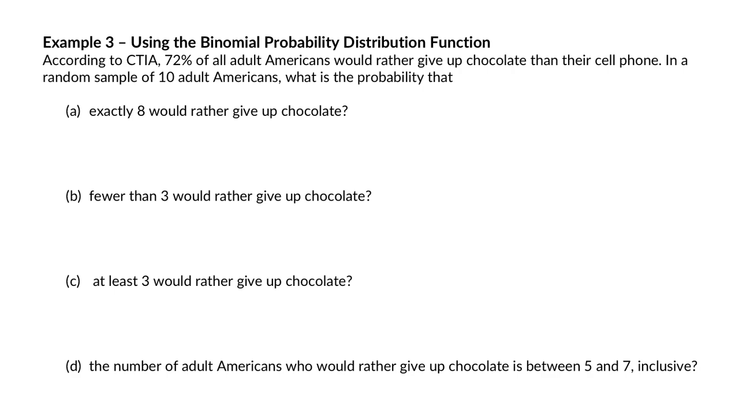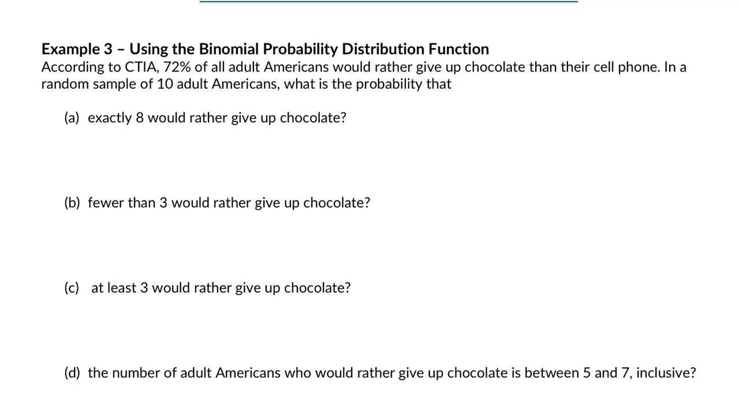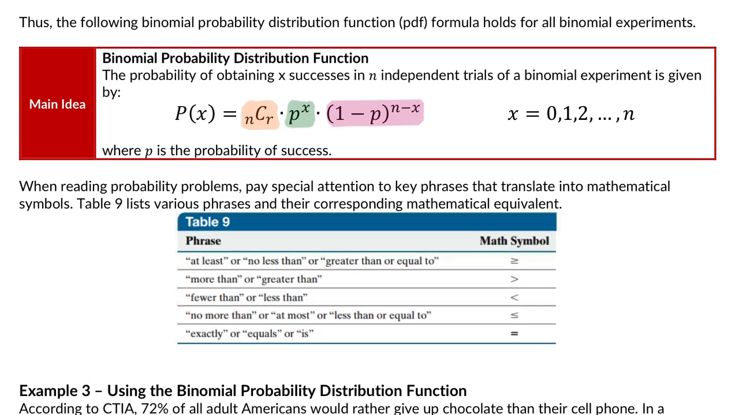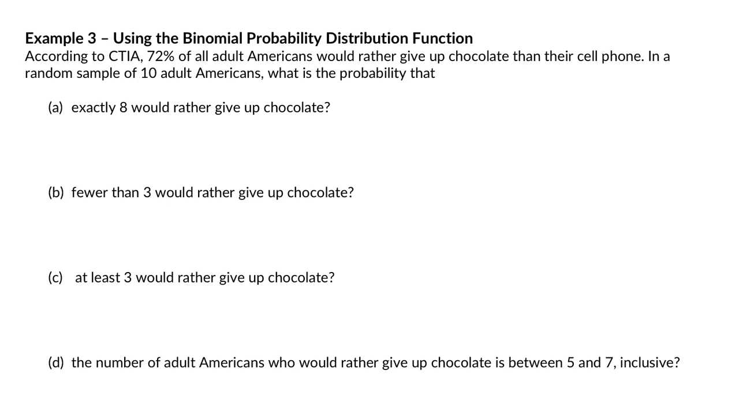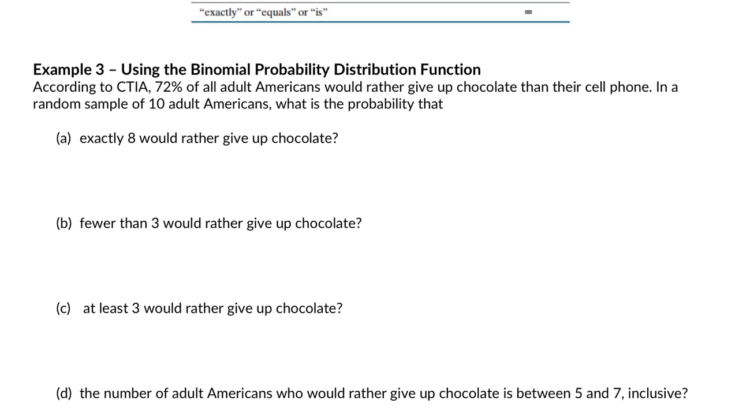Right before lunch, we started to look at this problem because we now have a formula up here for finding the binomial probability distribution. According to the CTIA, which I actually don't know what that stands for, 72% of all adult Americans would rather give up chocolate than their cell phone. Crazy. In a random sample of 10 adult Americans, what is the probability that, A, you would find exactly 8 that would rather give up chocolate?